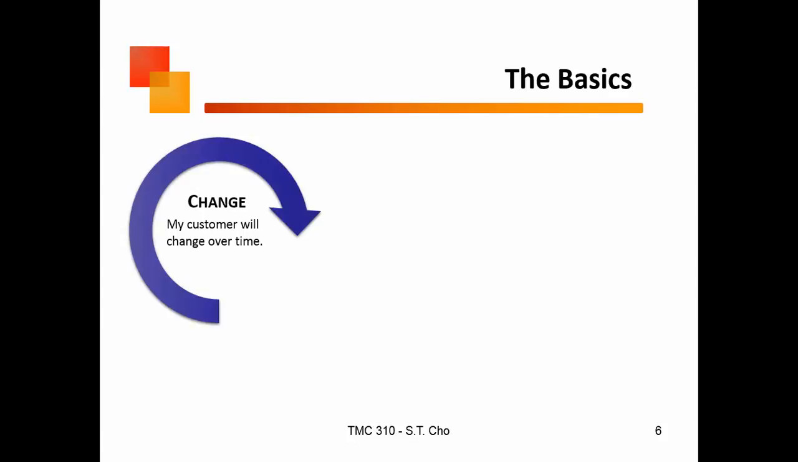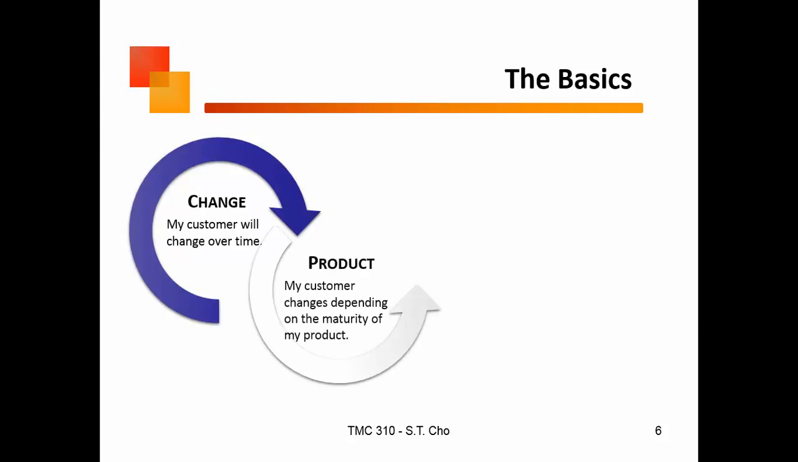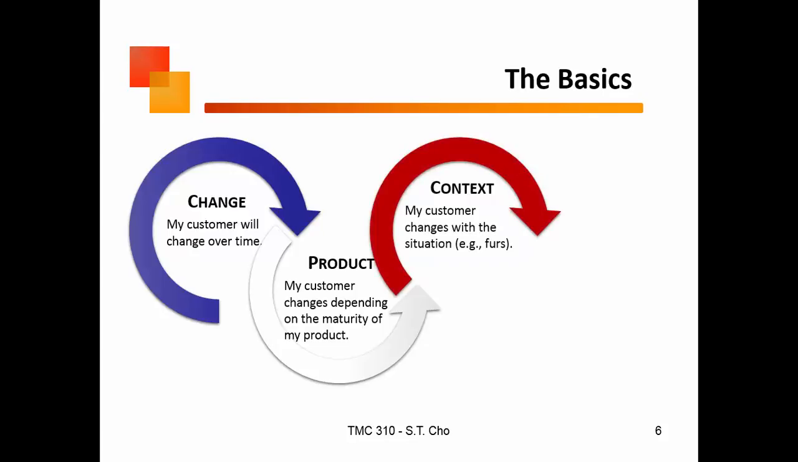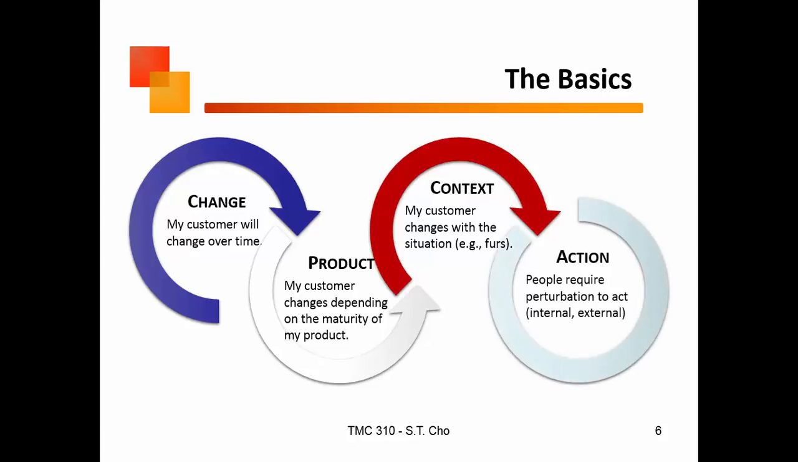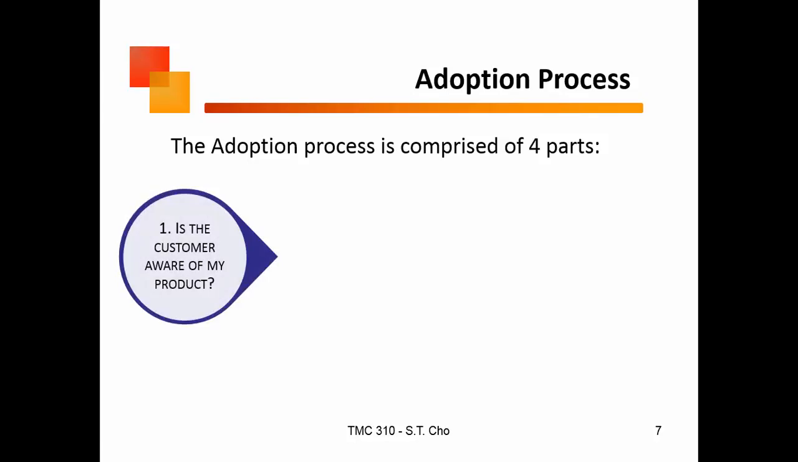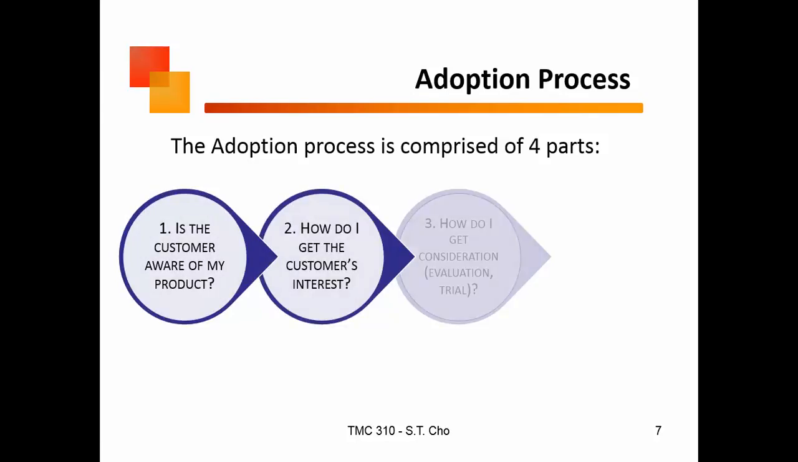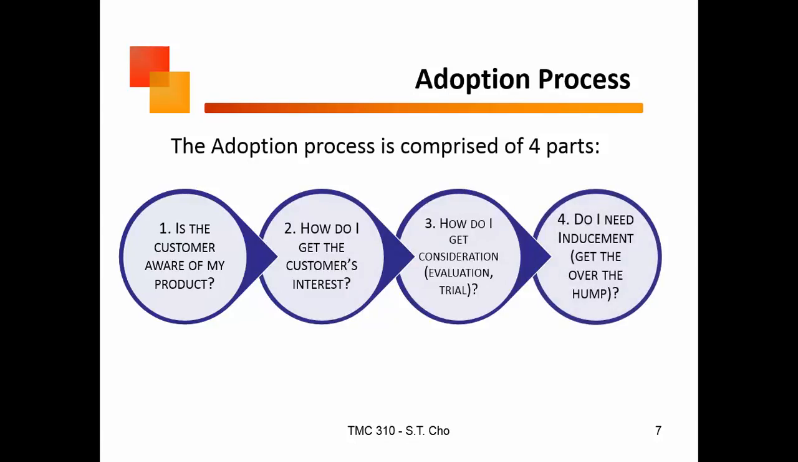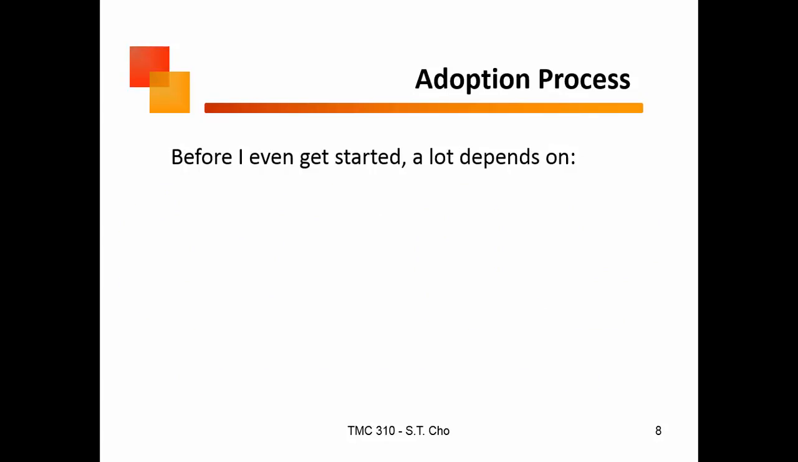And so the fundamentals of all of this is that your customer is going to change over time. Your product is also going to change over time depending on who your customer is. And my customer also changes with the situation. There's always context in the background that you have to be aware of. And how do I get people to act? The adoption process has 4 parts: awareness, interest, consideration, and then finally inducement. That's how they buy my product. This is the journey that I take my customer on.